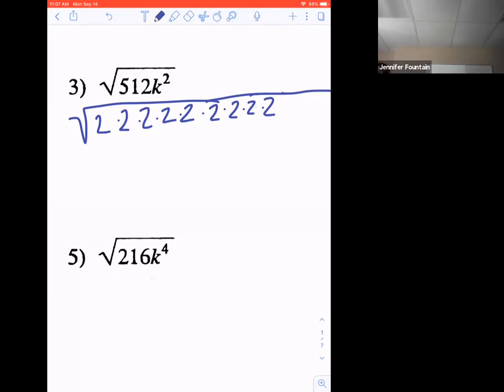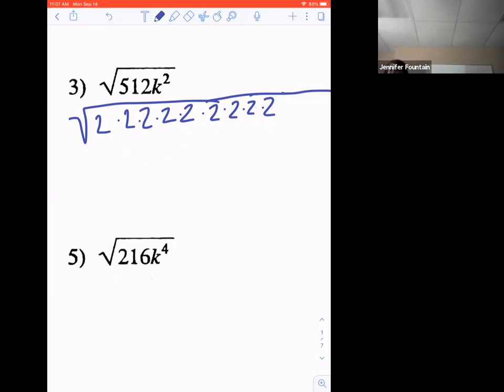All right, so listen up, please. Let's check and see if we have the right amount of 2s. 2 times 2 is 4. 4 times 2 is 8. 8 times 2 is 16. 16 times 2 is 32. 32 times 2 is 64. 64 times 2 is 128. 128 times 2 is 256, and 256 times 2 is going to be 512. All right. So we have 1, 2, 3, 4, 5, 6, 7, 8, 9 2s.